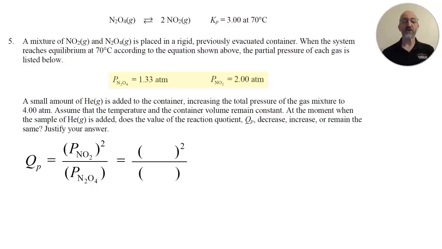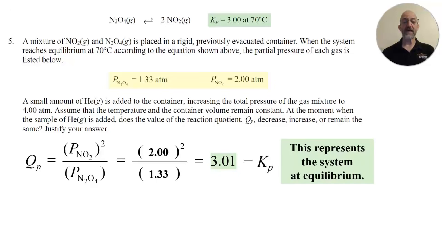So the partial pressure of NO2 is 2 atmospheres. The partial pressure of N2O4 is 1.33 atmospheres. If I do 2 squared divided by 1.33, I get a value of approximately 3, and this indicates that the value of the reaction quotient, Q, is equal to the value of the equilibrium constant, K, and this would be a system that is at equilibrium.